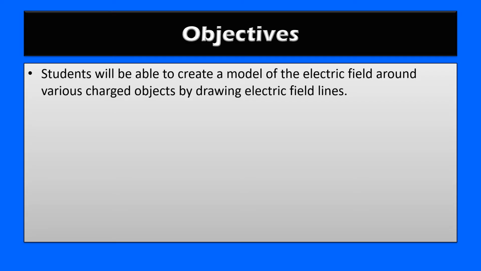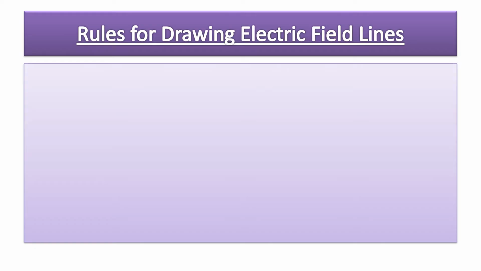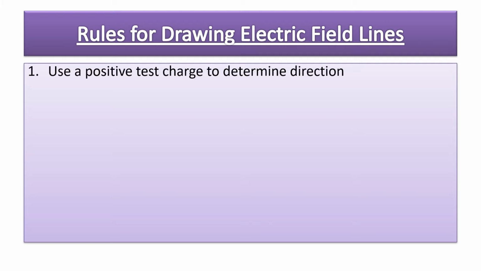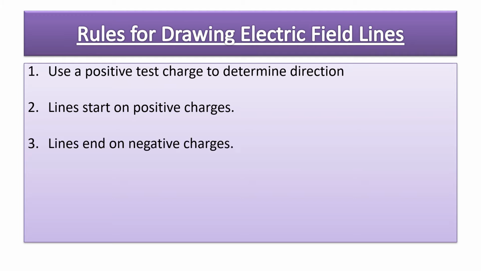In this lesson, students will be able to create a model of the electric field around various charged objects by drawing electric field lines. So here are the rules for drawing electric field lines. This is the model that we're going to use to represent the electric field that we talked about yesterday. Rule number 1: use a positive test charge to determine the direction of the field. Rule number 2: lines start on positive charges and they end on negative charges.